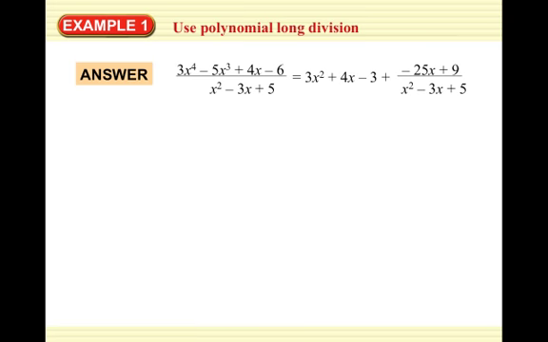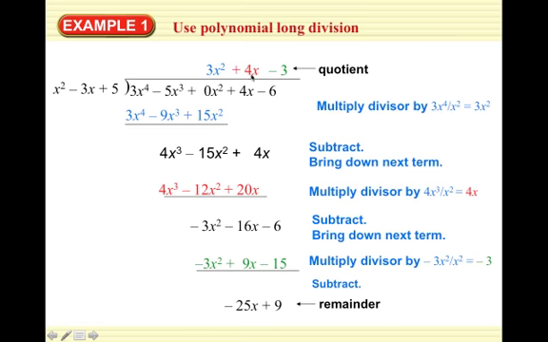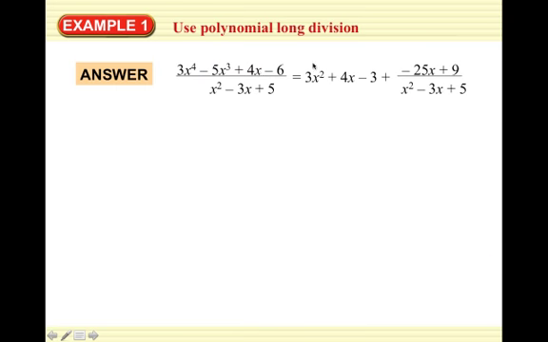So now we're ready to go to the answer here. It's the 3x squared plus 4x minus 3, what we got from the top up here, then plus a remainder over our divisor. So plus negative 25x plus 9 over x squared minus 3x plus 5.